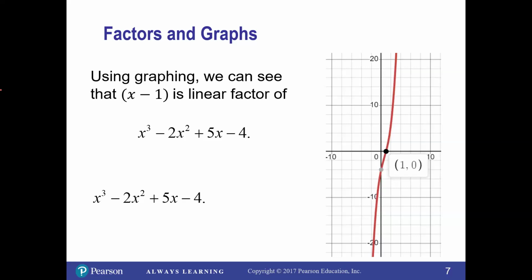Okay, so as you remember, we said that this was a linear factor. That means that we have a 0 at x equals 1. And as you see from the graph of this, we do in fact have a 0 at x equals 1.